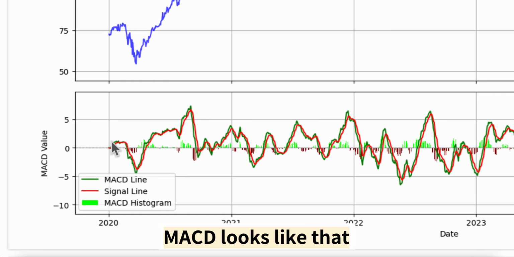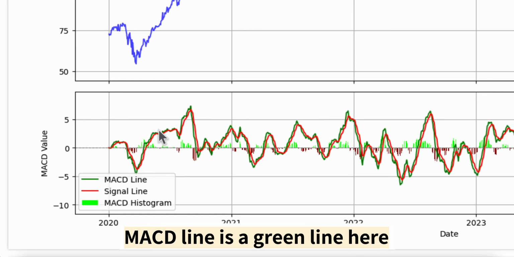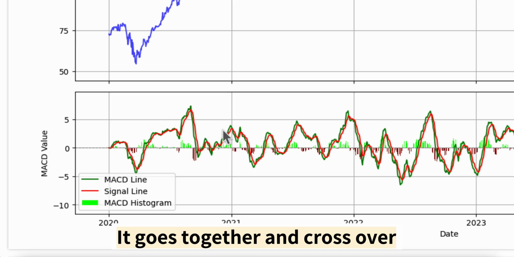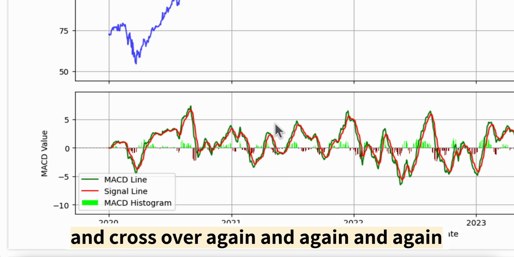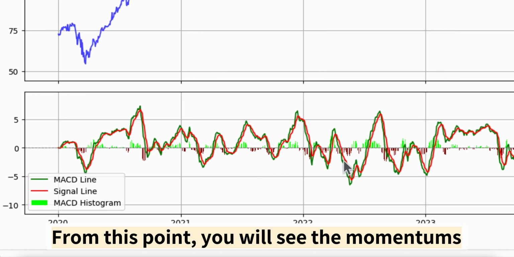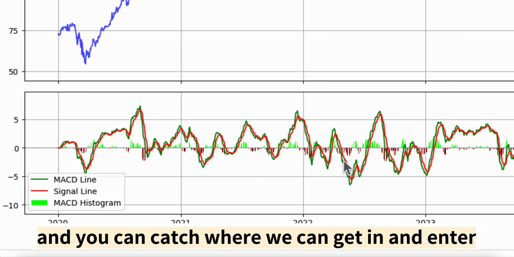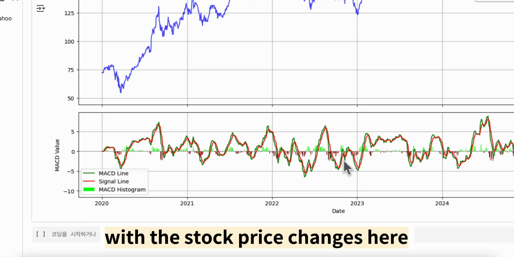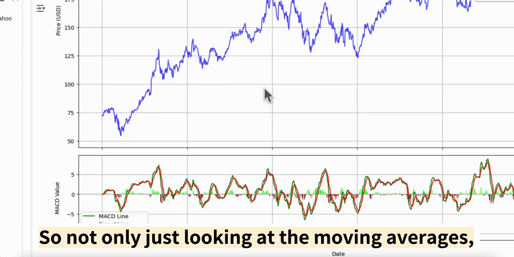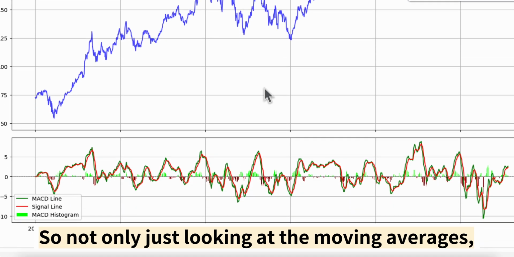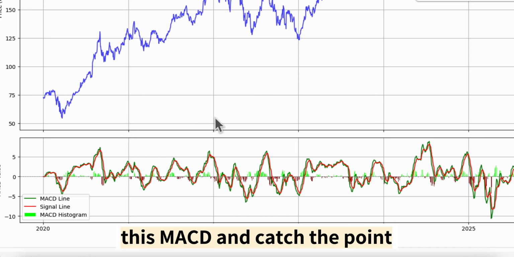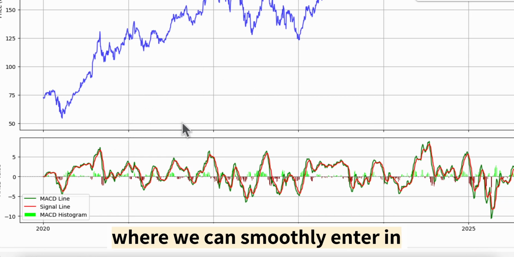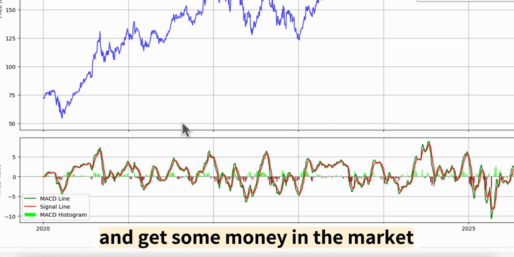MACD looks like that. The MACD line is the green line here. The signal line is the red line here. They go together and cross over again and again. From this point, you will see the momentum and you can catch where we can get in and enter. I hope you get this idea. So it moves along with the stock price changes here. So not only looking at the moving averages, you've got to remember this MACD and catch the point where we can smoothly enter and make some money in the market.